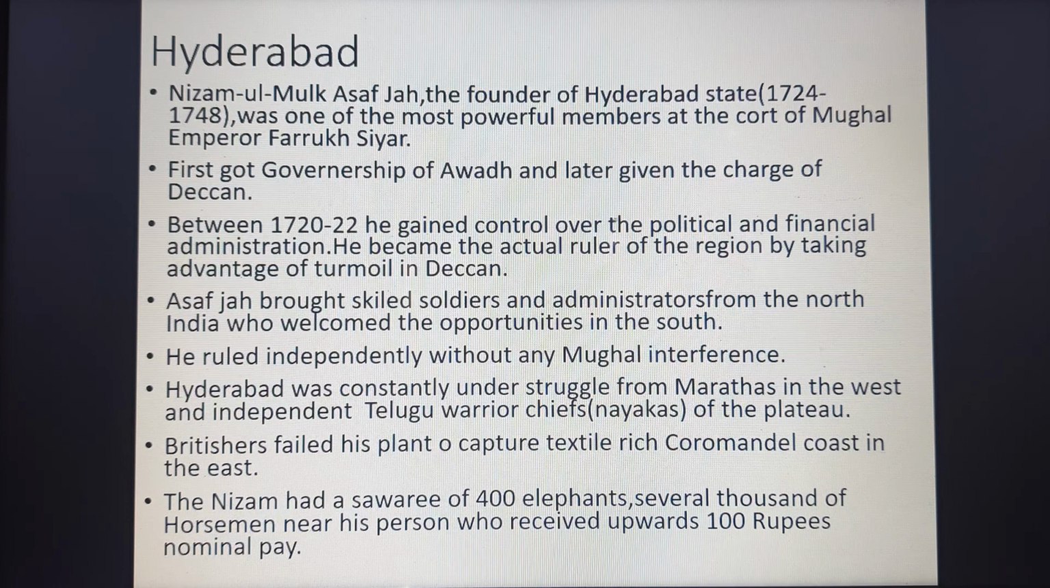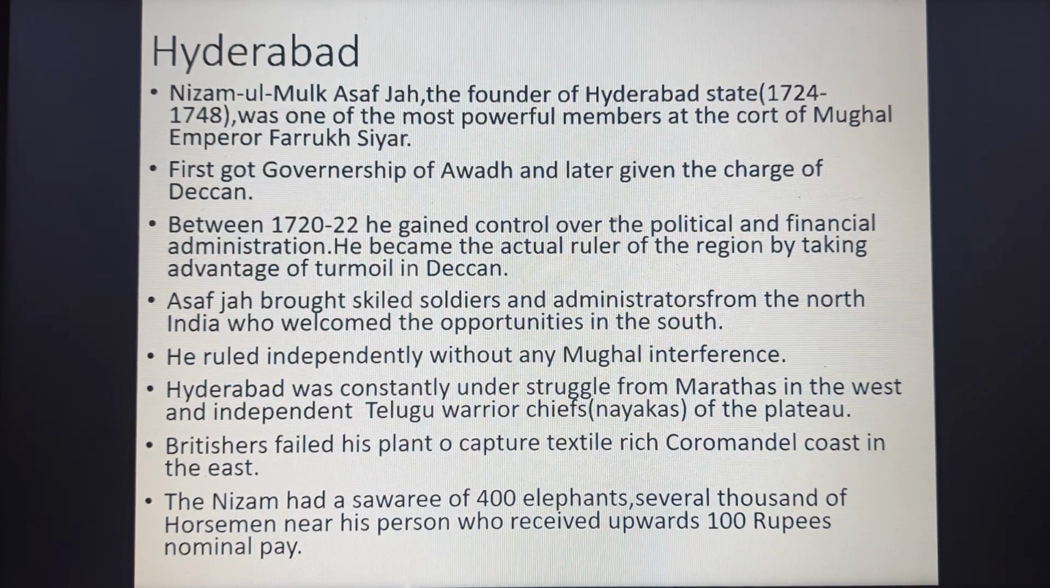The Nizam had a savari of 400 elephants and several thousand horsemen near his person, who received upwards of 100 rupees nominal pay. So at that time, in the 17th century, imagine some person giving 100 rupees as salary. Here 1 rupee means a coin of silver, which in the present day, if you go to buy, will cost approximately 4,000 to 5,000 rupees. So you can imagine what 100 rupees means there.